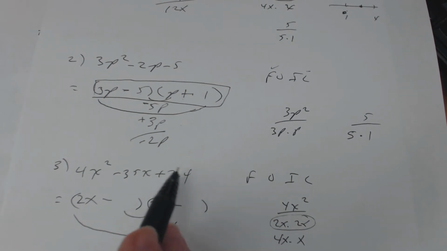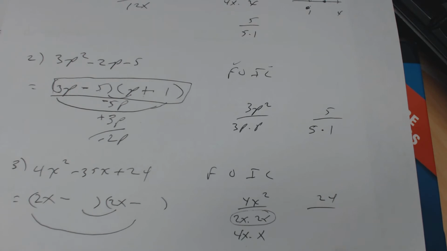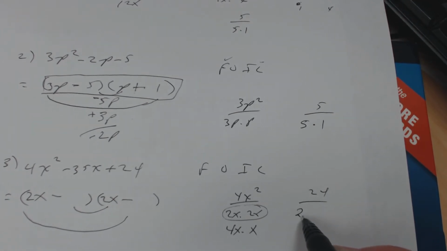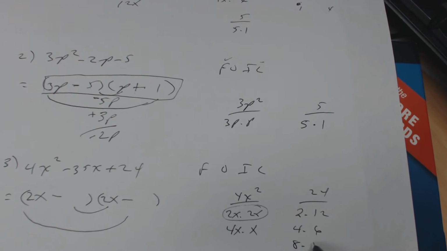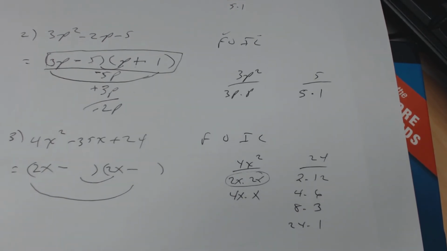All right, now let's talk about 24. There are several possibilities for 24. There's 2 times 12. There's 4 times 6. There is 8 times 3. And then 24 times 1. Okay, so 2 times 12, 4 times 6, 8 times 3, 24 times 1.